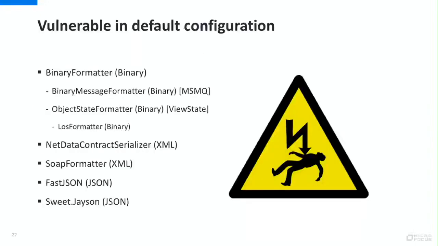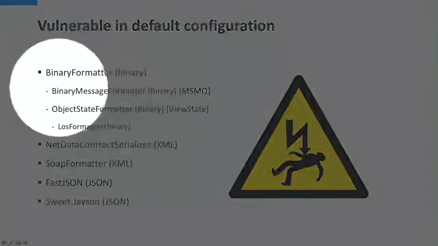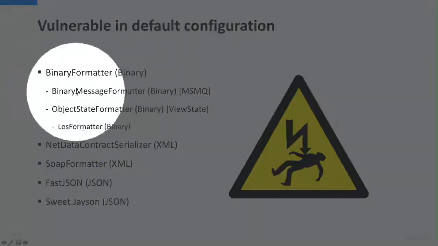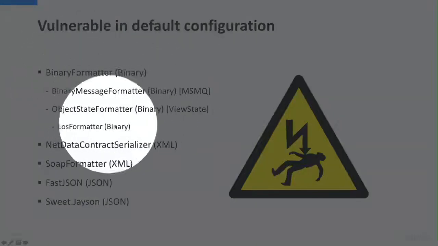As we said, James presented a couple of formatters that are vulnerable in their default configuration. Those are BinaryFormatter and NetDataContractSerializer, but there are more, right? These are the ones that are vulnerable in their default configuration. They should never be used with untrusted data, at least in this default configuration. They include the BinaryFormatter, the one that James presented, but this one is also used internally by other serializers, right?